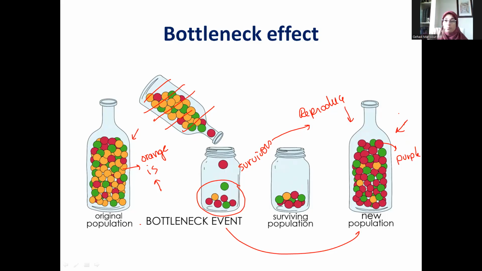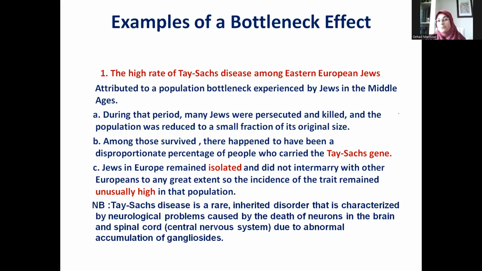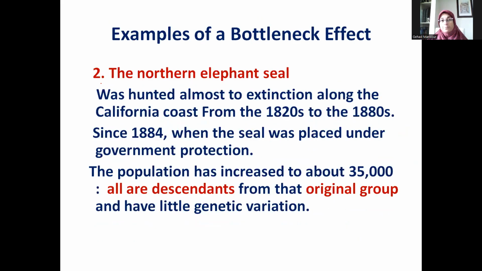When we shook the bottle, we shook it unselectively, but it happened that those that survived, that descended in the bottle, were having more purple, and therefore we have a new population. The examples of the bottleneck effect, there are two famous examples.